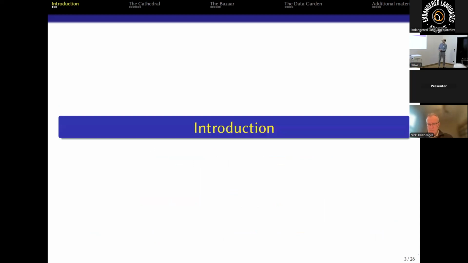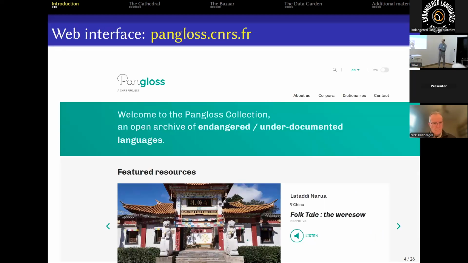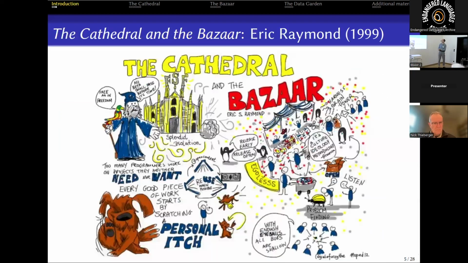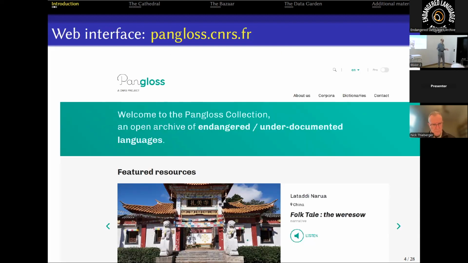So what's this idea about the Bazaar and the data garden? The idea is that there are different ways to introduce a language archive. So I could simply say that it's live online. We worked long and hard on the web interface, especially in 2021. So it should work on a laptop, also on a mobile device, on a smartphone. And basically, in a sense, that's the real thing. That's where the things live.